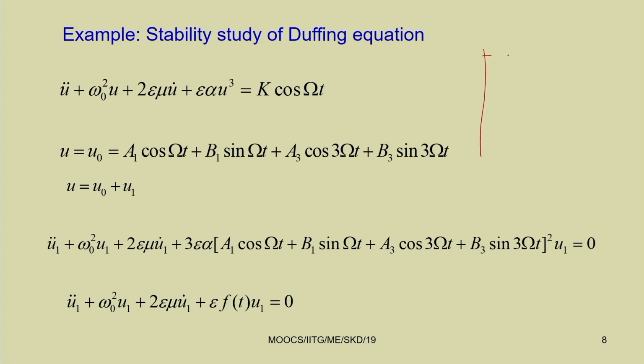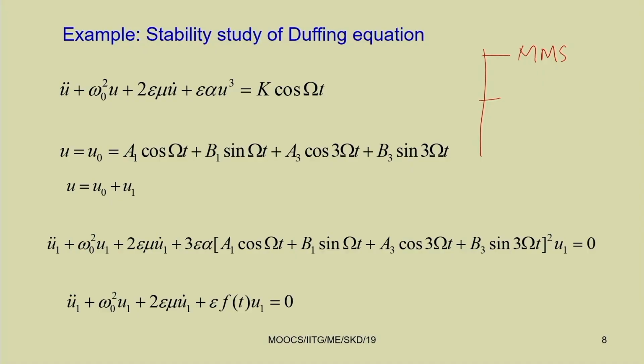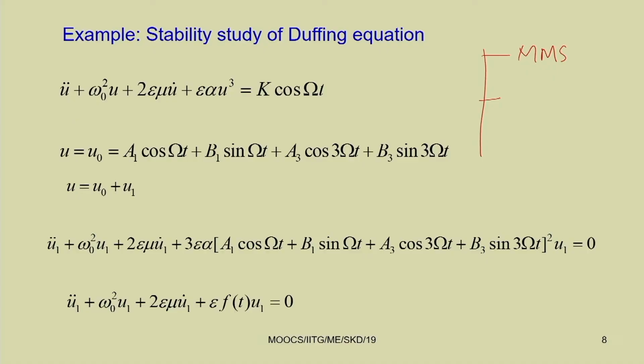For example, previously we have used the method of multiple scales, the Lindstedt-Poincare technique, the harmonic balance method, the method of averaging, and different perturbation methods. While using the method of multiple scales, we got the reduced equation. By perturbing those reduced equations, we got the Jacobian matrix, and by finding the eigenvalues of the Jacobian matrix we studied the stability. But if we are going to use, for example, the harmonic balance method.